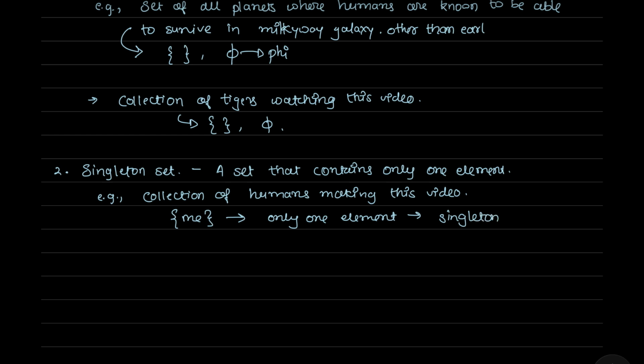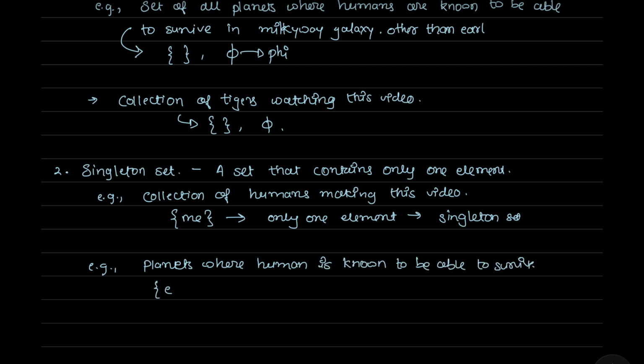Another example can be planets where humans are known to survive. There is only one such planet, that is Earth, our planet. Again, only one element, hence singleton.